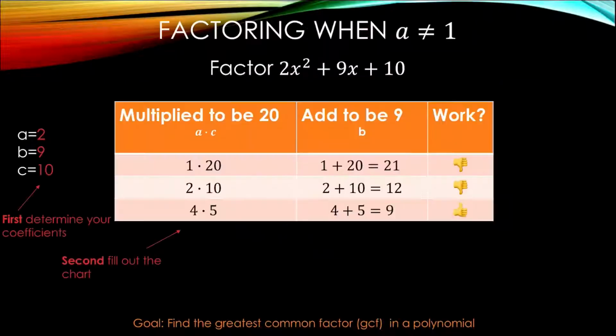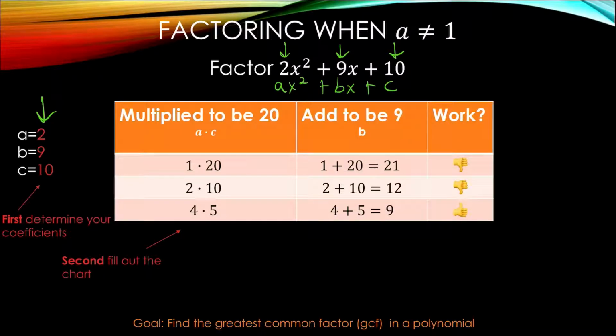Hopefully that made sense. Now we're going to factor when a does not equal 1. So remember, we get our standard equation here, ax squared plus bx plus c. We're going to start this exactly how we started factoring when a did equal 1. So we're going to identify the a, the b, and the c right here. My a value is the number in front of the x squared, my coefficient of the x squared term, which is 2. B is the coefficient of the x term, and c is my constant, which in this case is 10.